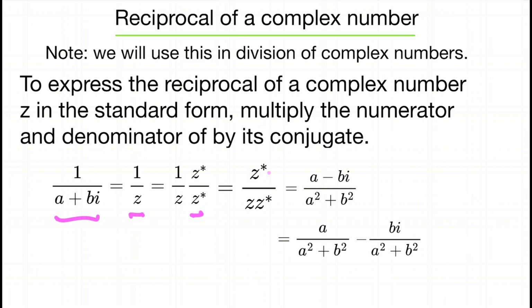So that becomes z star on the top, or z conjugate. Now we just worked out what z times z conjugate is. That's going to be equal to a squared plus b squared. So we know the numerator is just the conjugate, that's a minus bi. So now we can do a little algebra. This is going to be the real term, and this is going to be the imaginary term because here's the i factor. So that gives us the standard form of a reciprocal of a complex number.